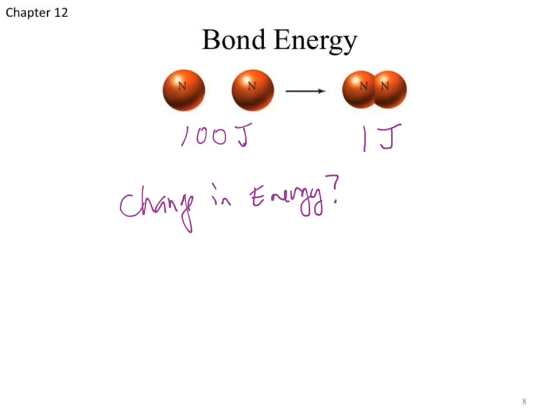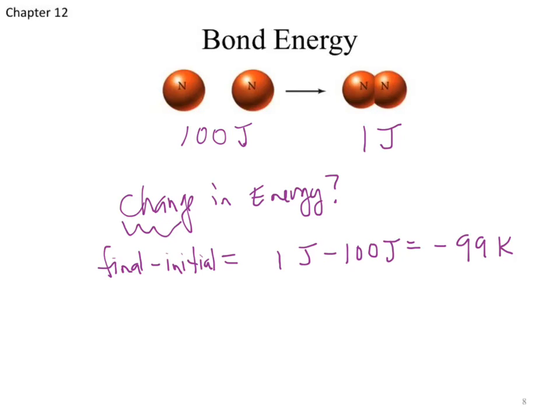So which do we subtract from which? Our change, by definition, is always final minus initial. It's again kind of a definition thing, so we just have to decide. What was our final energy? 1 joule. What was our initial energy? 100 joules. What's our answer? Negative 99 joules. Wow.